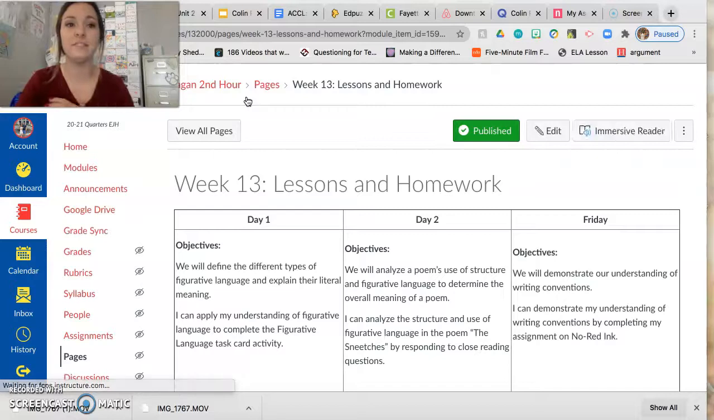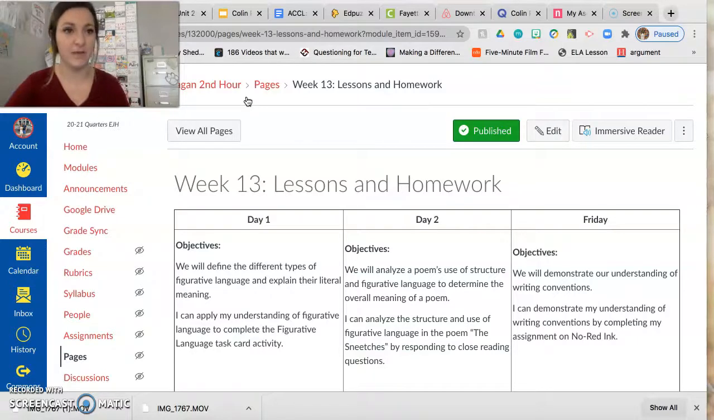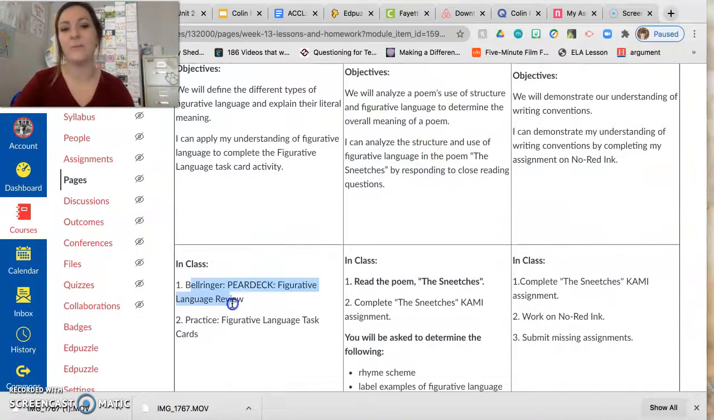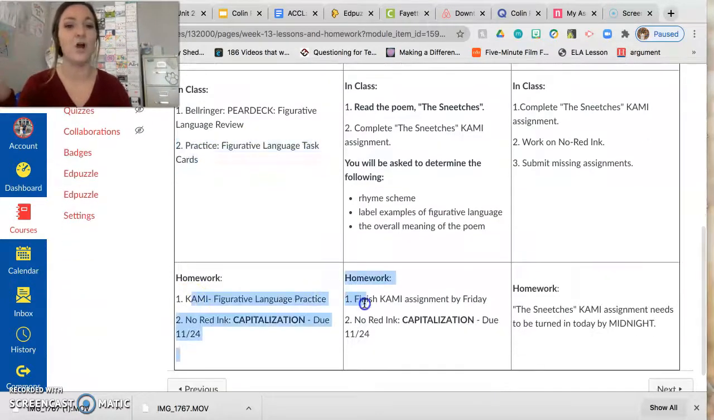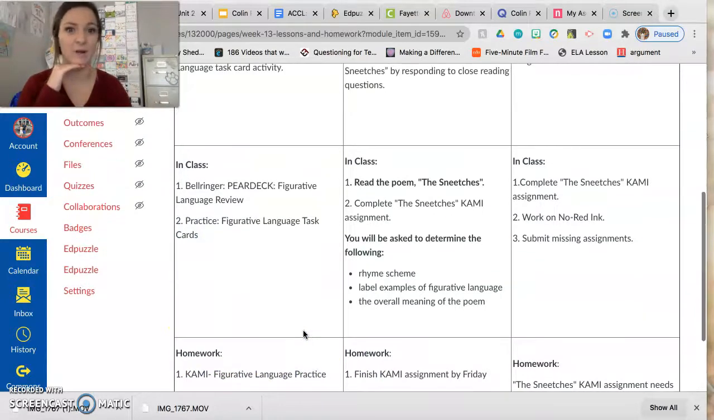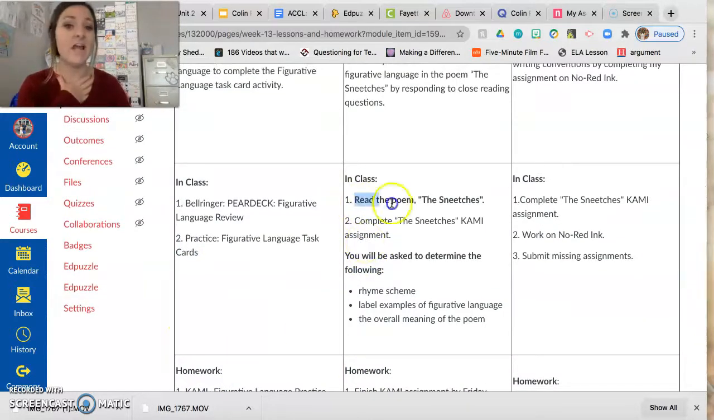If you've missed a live Zoom, I highly encourage you, if not beg, that you come to the Zooms this week, because we are doing all the work in class, which makes everything so much easier. Monday, we spent the entire day doing a Pear Deck, and then we practiced some figurative language cards. Those were optional, and then your homework was a figurative language practice, and your homework is Canvas for No Red Ink. In class today, for day two, we read the Sneetches poem, and we started the Sneetches assignment in the breakout rooms.